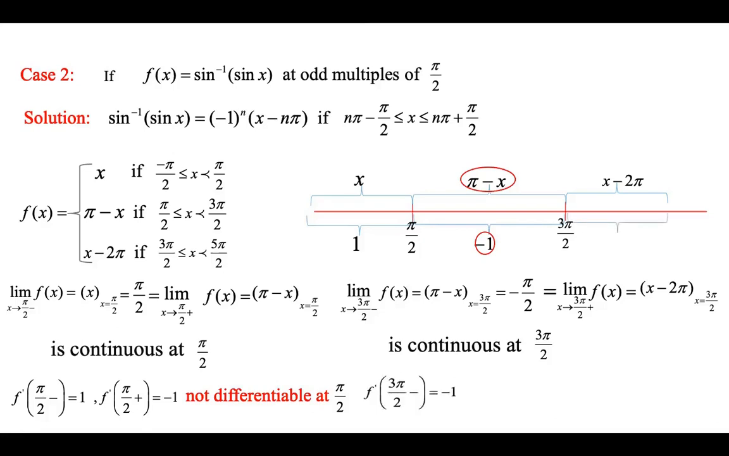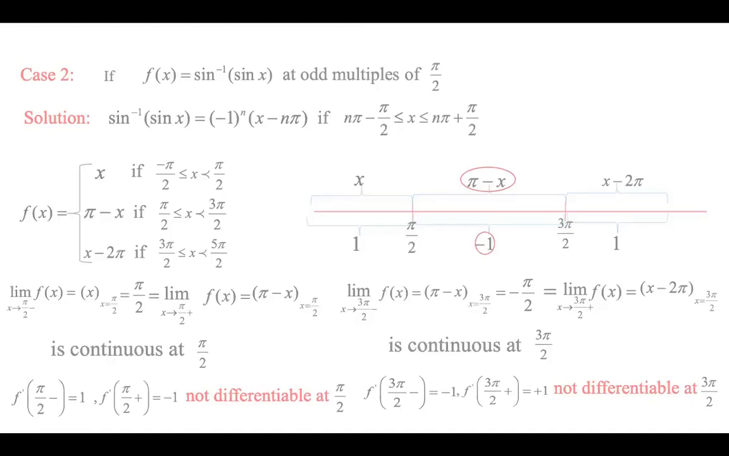On the right side of 3π/2, the derivative formula gives 1. Therefore its right derivative at 3π/2 is plus 1. So here again at 3π/2, the left derivative is minus 1 and the right derivative is plus 1. Therefore it is not differentiable at 3π/2. Therefore this function, at odd multiples of π/2, is continuous but not differentiable.